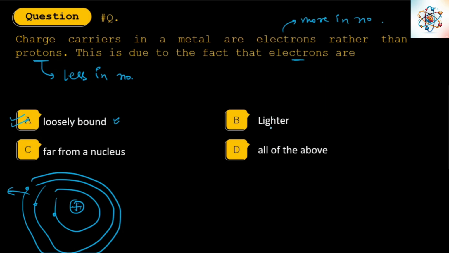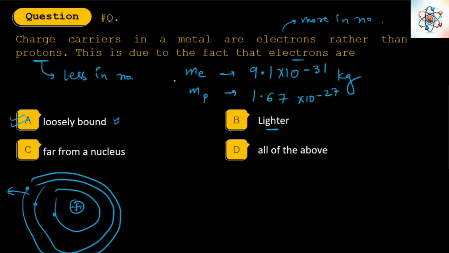Next, this is lighter. Lighter means when we are comparing their masses. Proton is supposed to be a heavier mass and electron is supposed to be a lesser mass. So let us have a look at these masses. Electron has a mass of 9.1 into 10 to the power minus 31 kg, whereas the mass of proton is 1.67 into 10 to the power minus 27. Isn't it the 1.6 times 10 to the power negative 19?